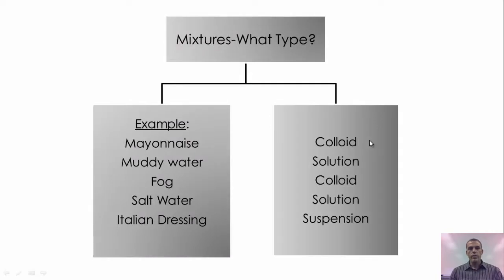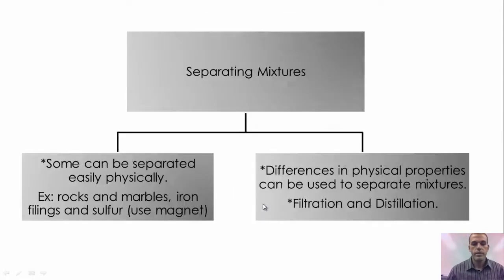All right, so just a quick example. Mixtures, what type? So mayonnaise would be a colloid, muddy water would be a suspension, because we're able to separate those out. Fog is a colloid that shows the Tyndall effect. You have your saltwater solution. Okay, we could separate the two components of that, salt and water. And the Italian dressing is the suspension. It's a heterogeneous mixture. Things are not uniformly distributed throughout it.